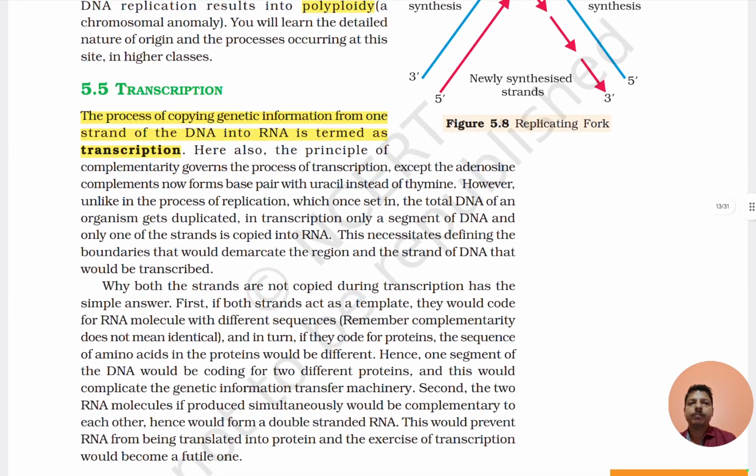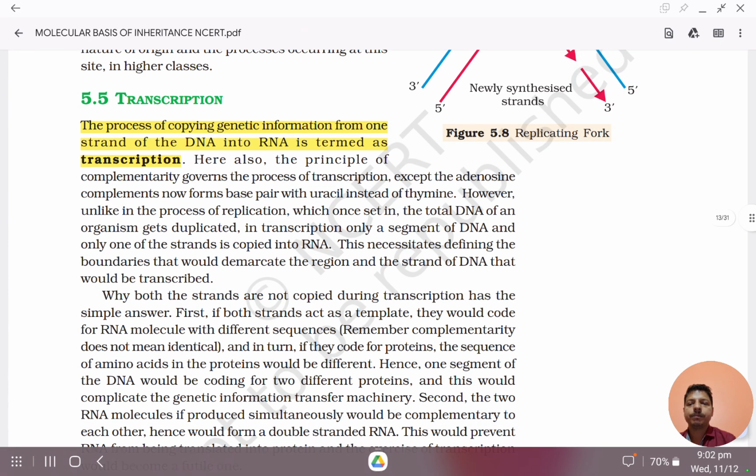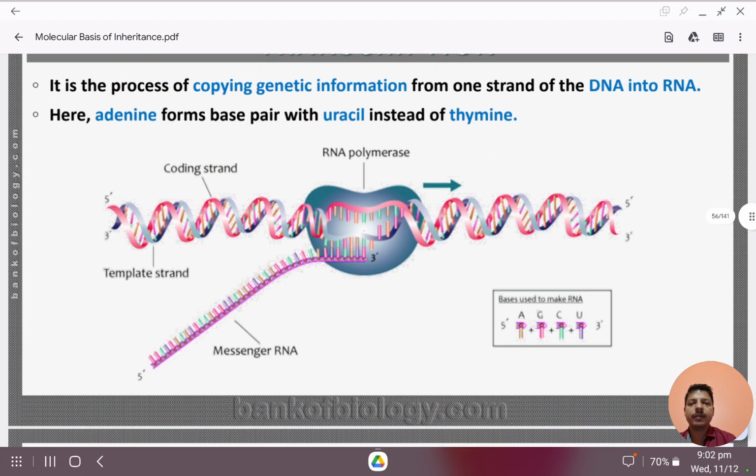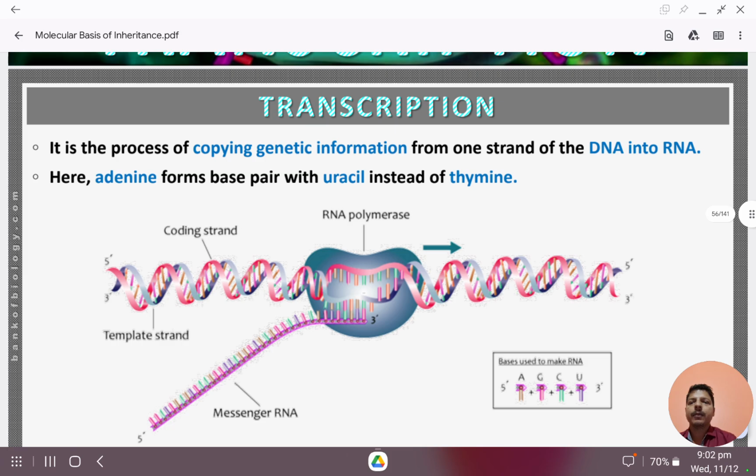Transcription. Let's see that in the PDF. Transcription is the process of copying genetic information from one strand of DNA into RNA. That is called transcription. Here, as you can see in this diagram, it is DNA, template strand, coding strand. RNA polymerase is present here, and mRNA takes the copy of the information. Here, adenine base pairs with uracil instead of thymine.